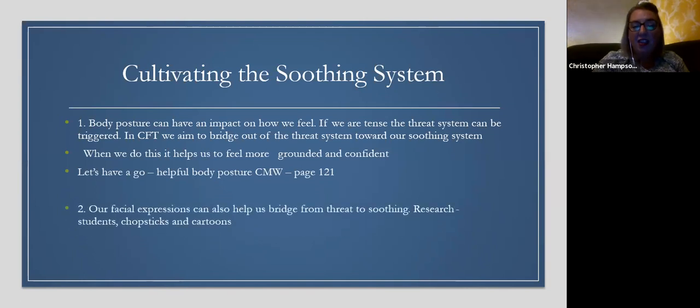Our facial expression can also help us to bridge from threat to soothing. So, research: students, chopsticks and cartoons. I'm going to add them all onto the group, there are some really good videos that I'll put up, and I'll also put the body posture activity onto the Facebook group.